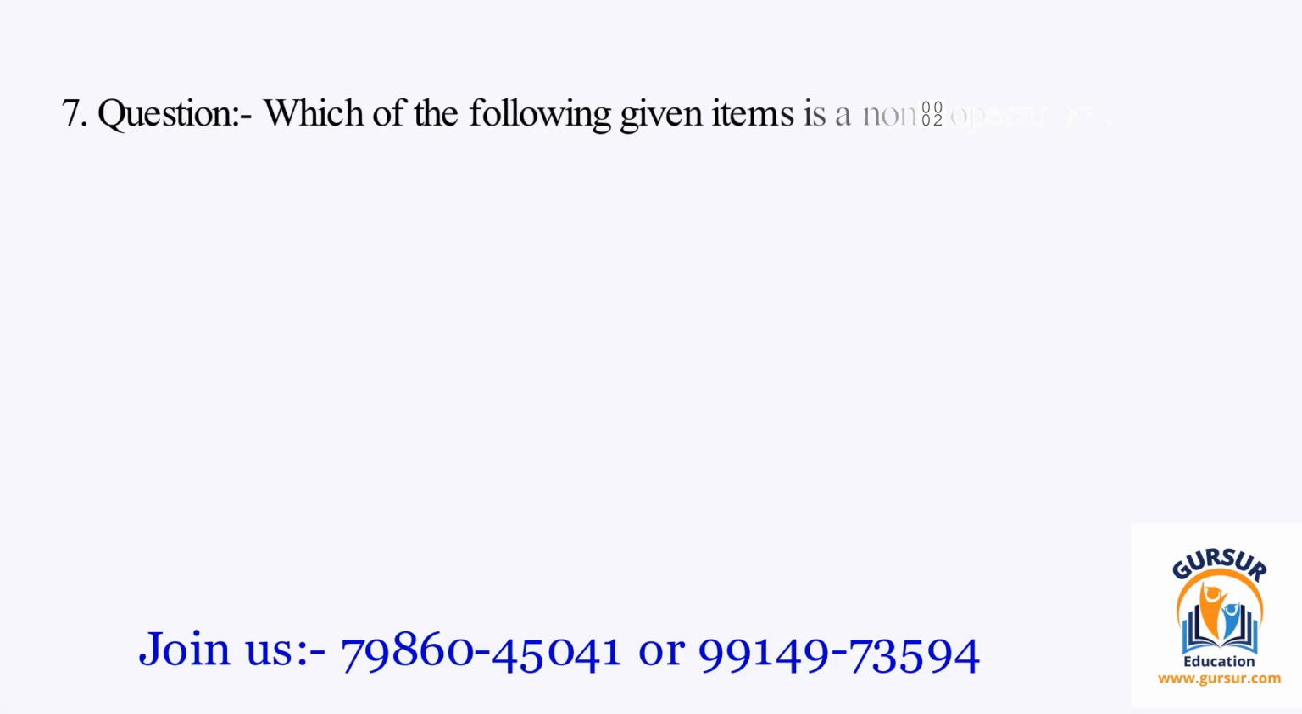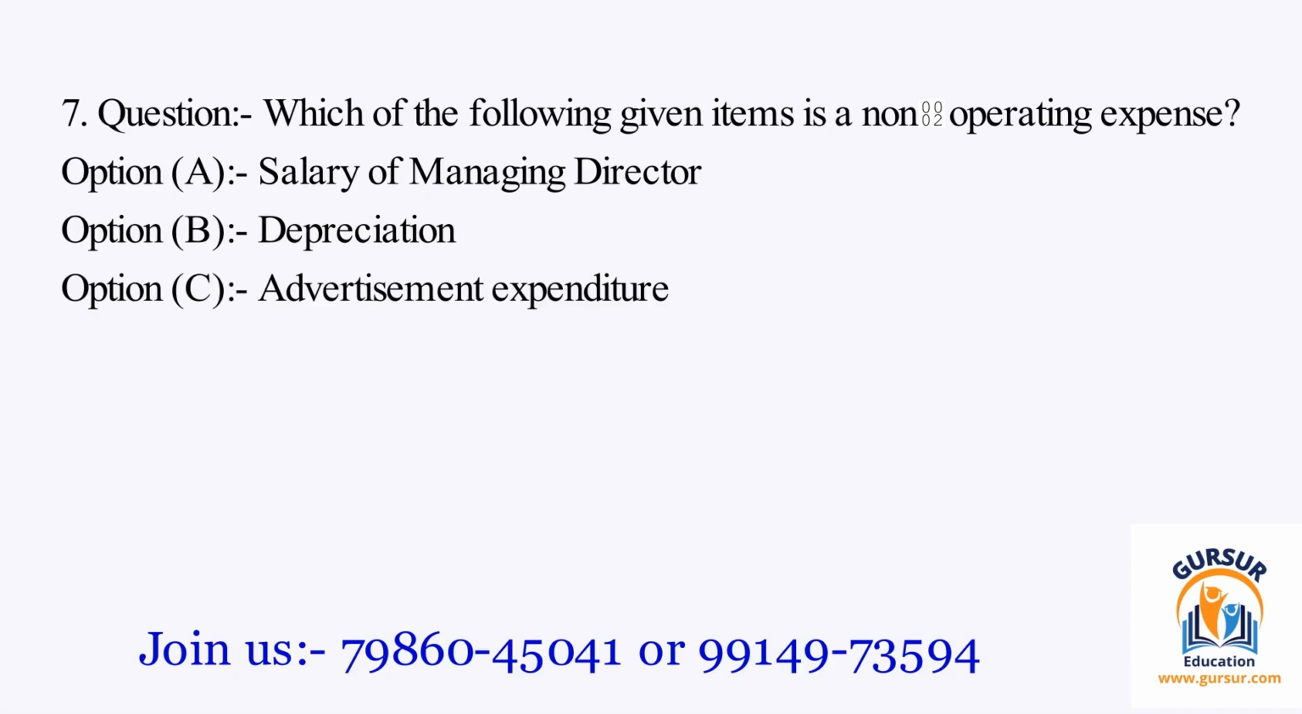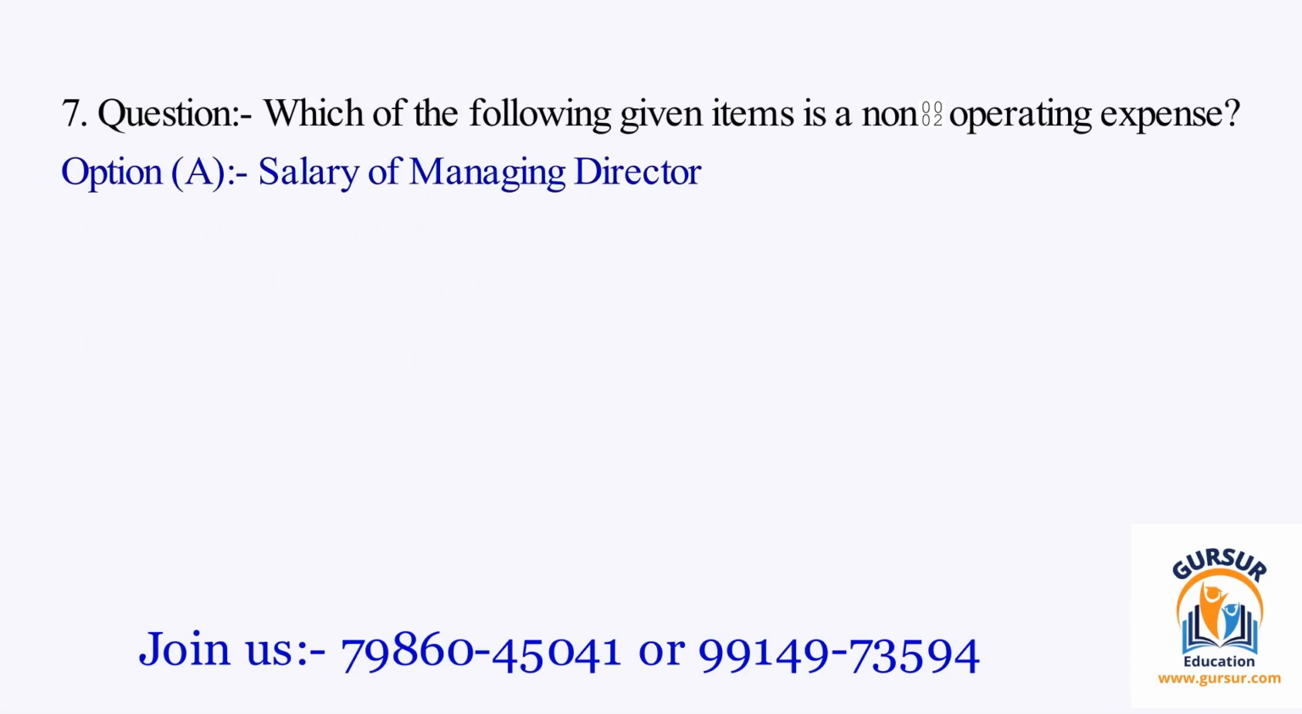Question number 7. Which of the following given items is a non-operating expense? The option A is salary of managing director. The option B is depreciation. The option C is advertisement expenditure. The option D is interest on loan. The right answer of the question is option A, and that is salary of managing director.